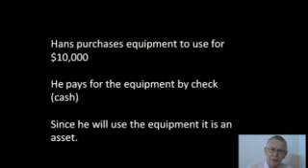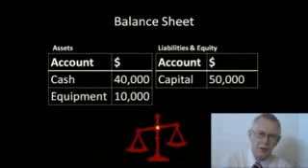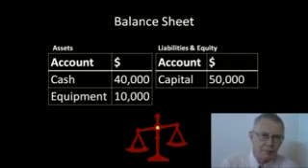Hans now makes a purchase of equipment for $10,000. He pays by cheque. So what we want to see is how buying that equipment for $10,000 has affected the balance sheet. Well, of course, you can see that what's happened here is that he now has this new asset of equipment for $10,000, but of course his cash has gone down by $10,000. But if you add up the two sides, you will see that the total on the right hand side still balances with the total on the left hand side.